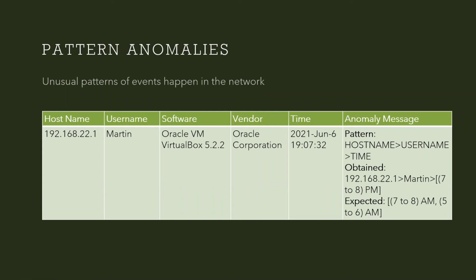Take a look at this. What is expected in this particular pattern? So when it is Martin working on this particular host with this IP address, what is expected is activity between 7 to 8 a.m. or 5 to 6 a.m. That is completely expected. But an activity is happening at this particular time. It's happening at 7:07 p.m. And this is the obtained value, between 7 and 8 p.m., and that is being tracked as an anomaly. Again, we are not looking at time in isolation, but we are putting 3 different variables together to say that this is a pattern anomaly.